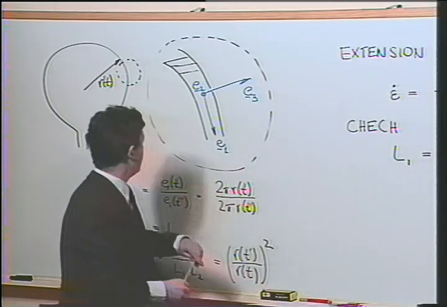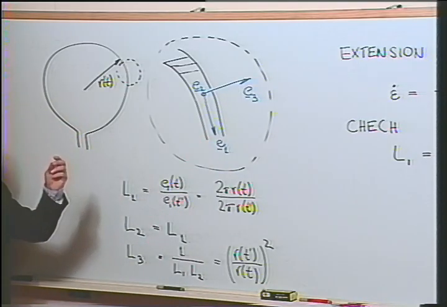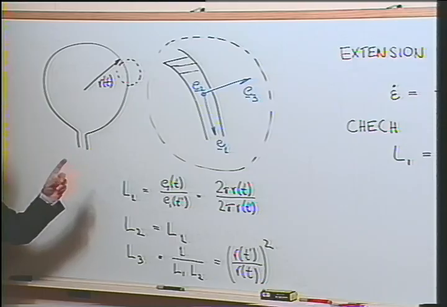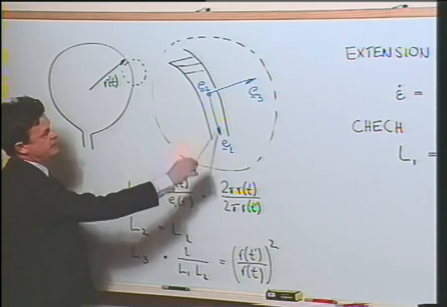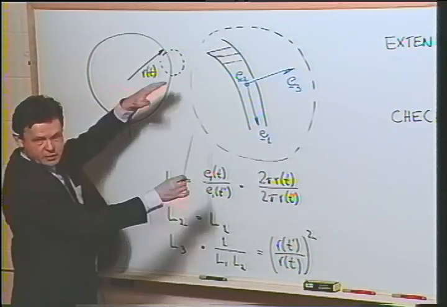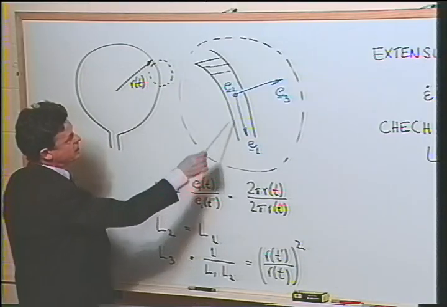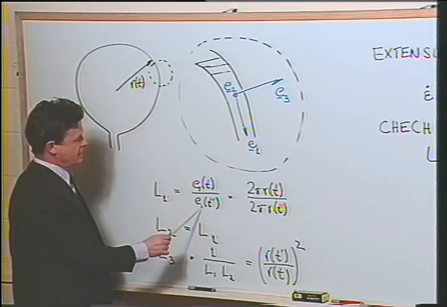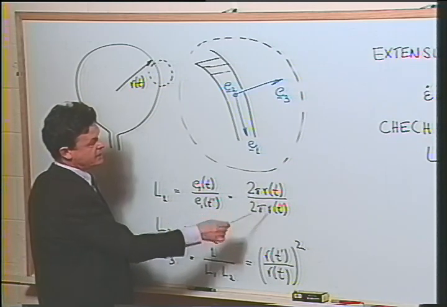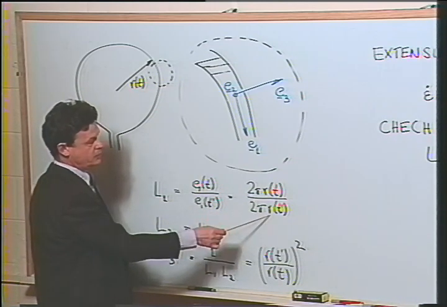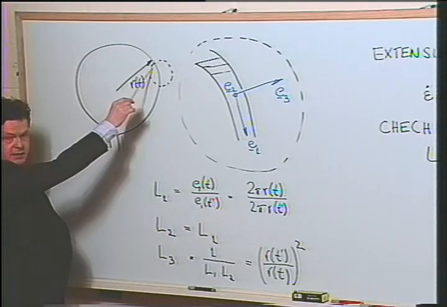So we take a small element in here, and we would like to know now what are the stretches in all 3 directions. The stretching in one direction, this is the stretching down here, is associated with the circumference of the balloon, and it's given as the ratio of this length at time t divided by this length at some previous time t prime, and that's given as the radius ratio at time t and t prime. So the stretching is associated with the instantaneous radius.